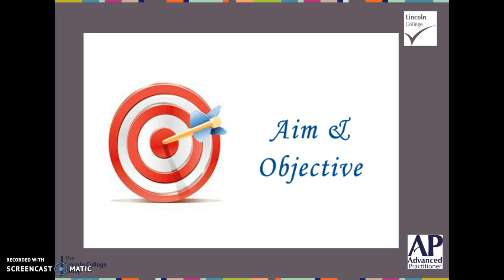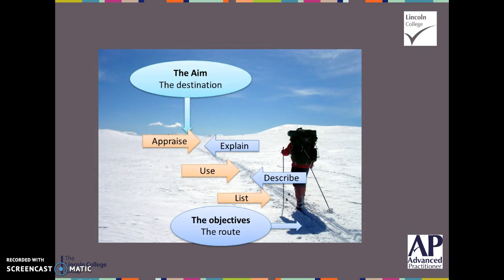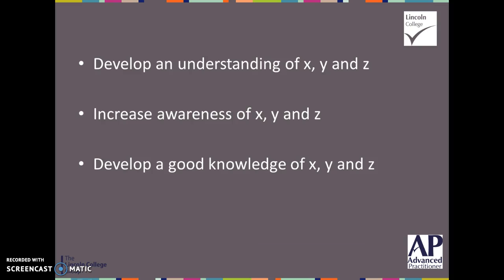It's easy to get confused with aims and objectives. Think of them as a journey. The aim is the destination and the objectives are the steps on the way to achieving that aim. Objectives are specific, measurable statements identifying how the aim will be achieved. Are these statements suitable lesson objectives?